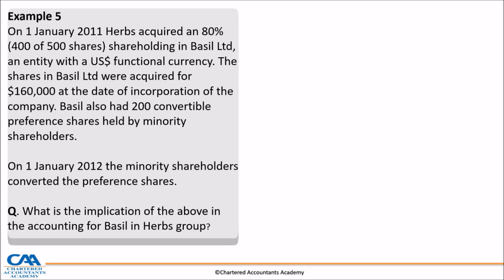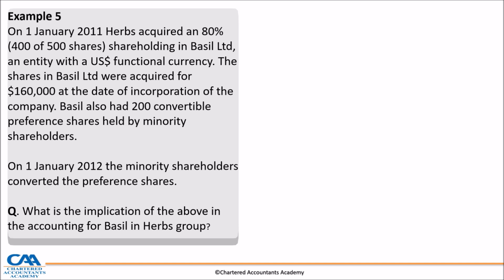Example 5, also a transaction, but a little bit different. So, if it helps, we acquired 80%, 400 of 500 shares, in Basel, with a US dollar functional currency. The shares in Basel were acquired at 160 at the date of incorporation. Basel also had 200 convertible preference shares held by minority shareholders. On 1 January 2012, the minority shareholders converted the preference shares.